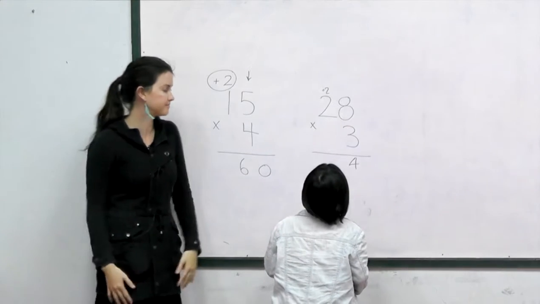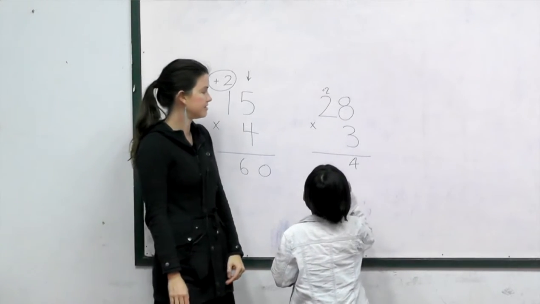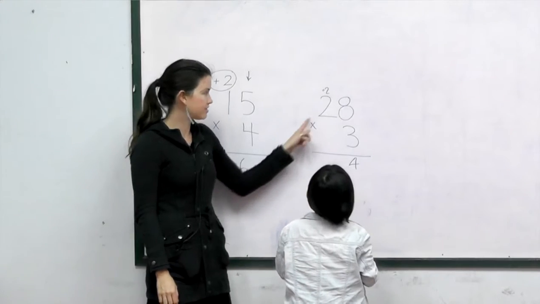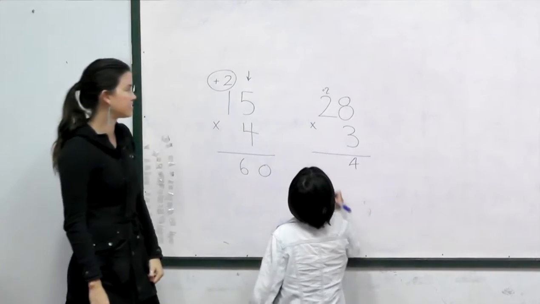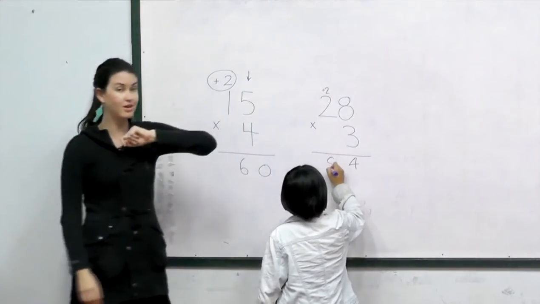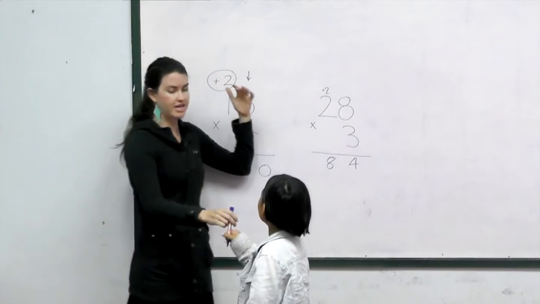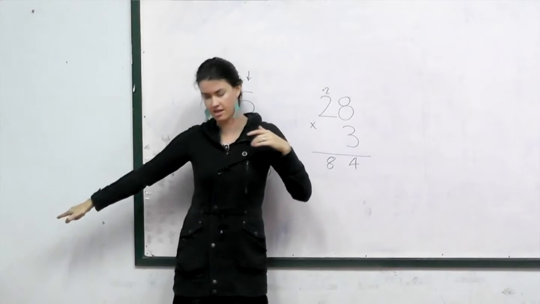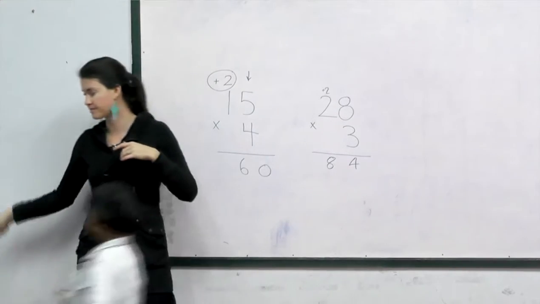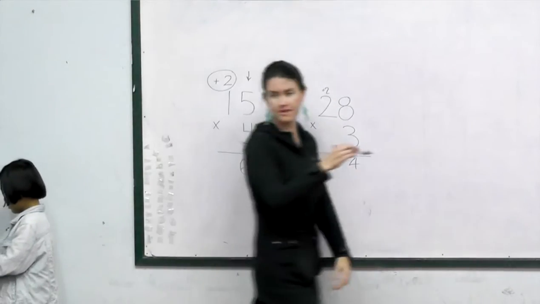What's next? 2 times 3 equals 6. Plus 2 more is 8. What's our whole answer? 84. Very nice. You can get yourself a sticker. Stickers are up there.